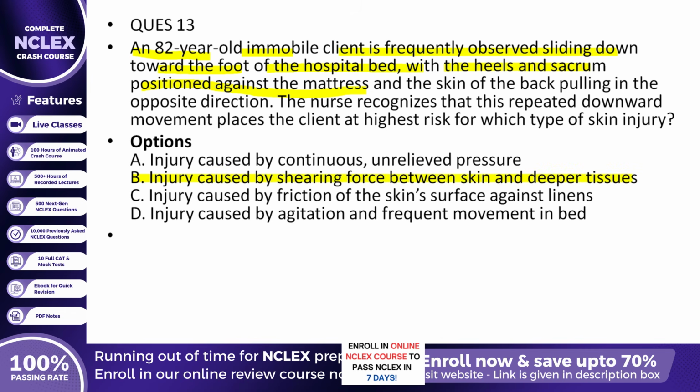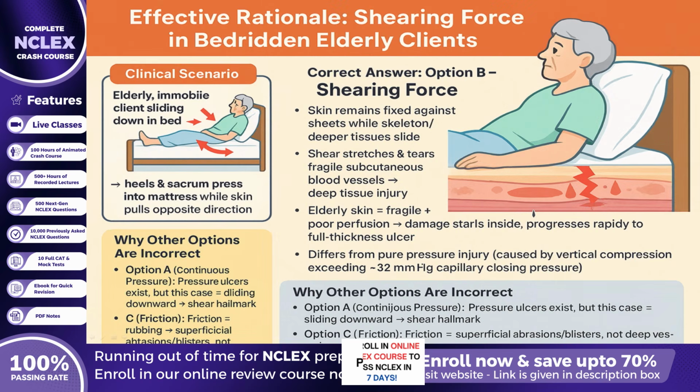Shearing occurs when the skin stays relatively fixed against the bed sheets, while the skeleton and deeper tissues slide downward. This stretches and tears fragile blood vessels in the subcutaneous tissue, leading to deep tissue injury. In elderly clients with fragile skin and reduced perfusion, shear is especially dangerous because the damage often begins beneath the surface and can rapidly progress to full-thickness pressure ulcers if not addressed.